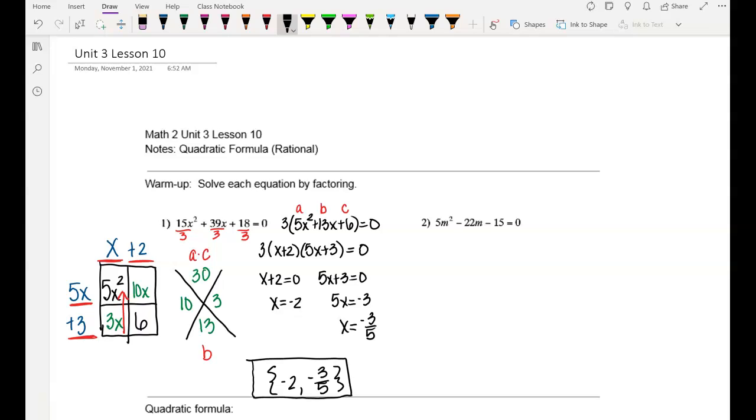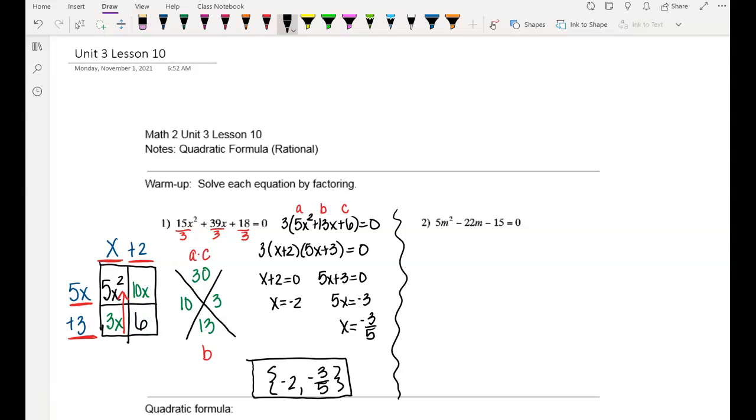Those are the 2 points that quadratic is going to cross the x-axis. Those are the solutions, the roots, the zeros, the x-intercepts, whatever name you would like to go by, it all means the same thing.